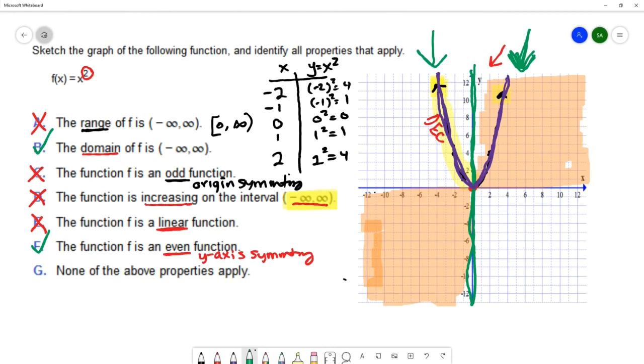And then the final statement says none of the properties apply. I would not select this one because I have selected a few of the properties above. So we've identified properties that match this particular function as having a domain of all real numbers, negative infinity to infinity, and this function being an even function.